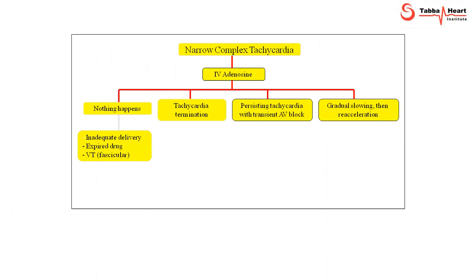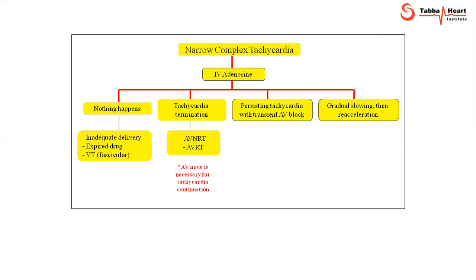So there can be 4 possible responses of carotid sinus massage or adenosine, right? Either it terminates the tachycardia. You gave the drug, the tachycardia terminated, and it came back to sinus rhythm. What does that mean? This is a node dependent tachycardia, and your regular narrow complex short RP tachycardia is either typical AVNRT or orthodromic AVRT. You're still left with 2 differential diagnoses.